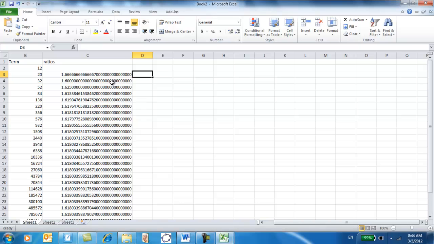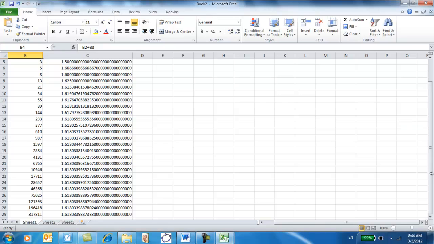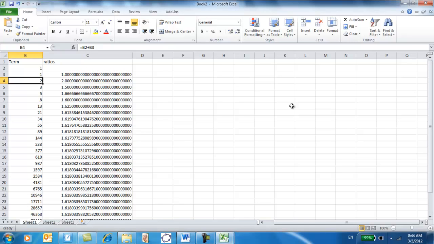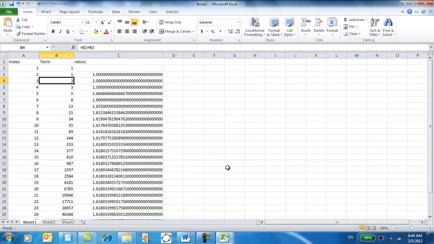And this thing is called the golden mean. Even if I change these terms back to 1 and 1, yeah, some of the initial values are different, but then it still approaches this 1.6180339, sometimes abbreviated by the symbol phi. Okay, back to the other board now.